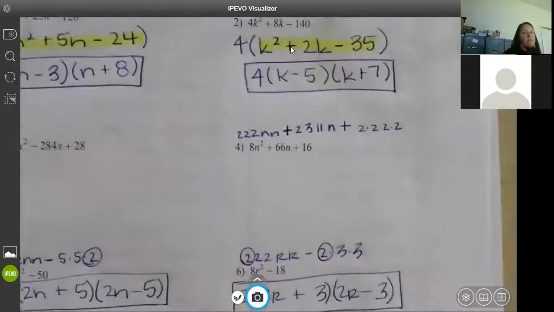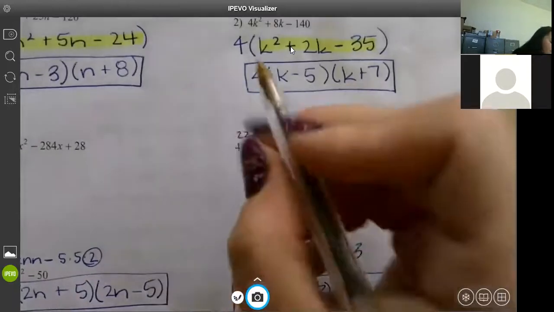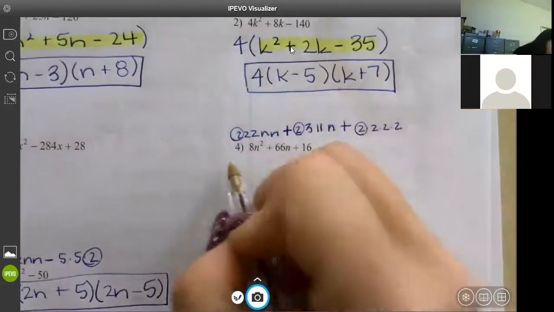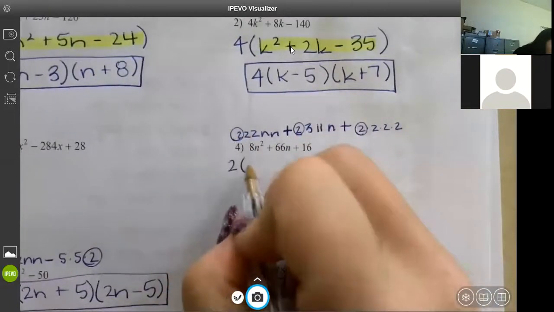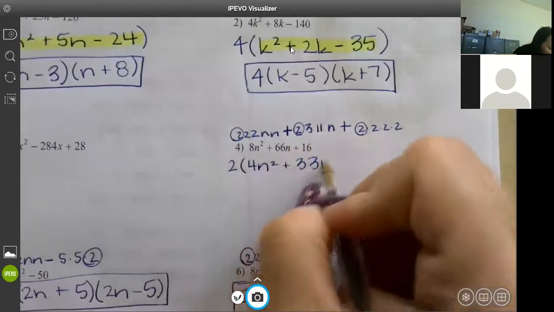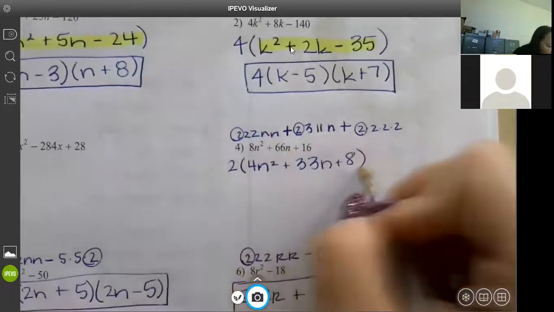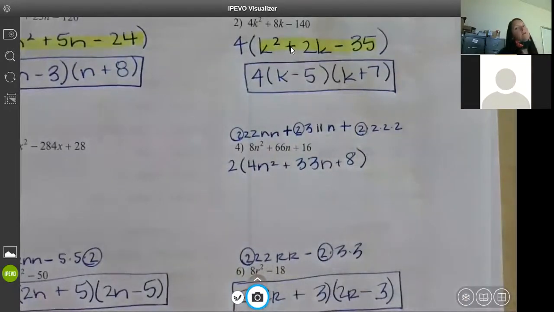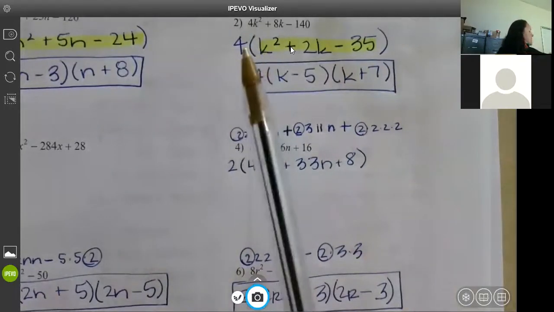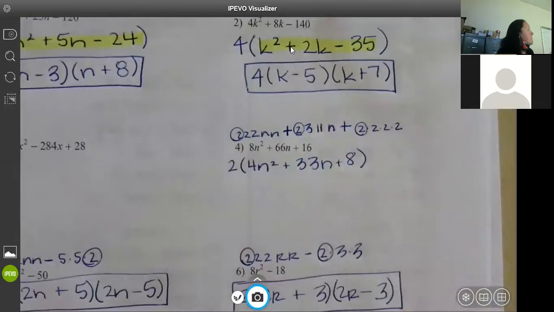So 4 2s. What do they all have in common? That leaves me with 4n squared plus 33n plus 8. So on the one right above it, number 2, we didn't have a number in front of k squared, so we did cheater method. Now we have to do slide and divide.